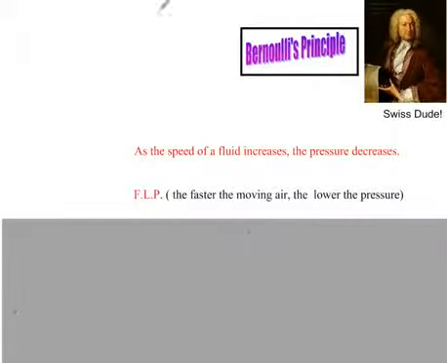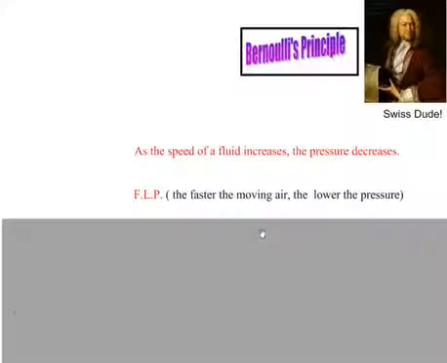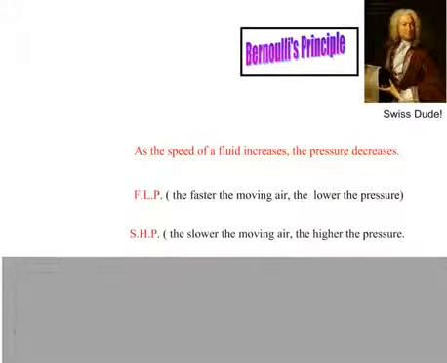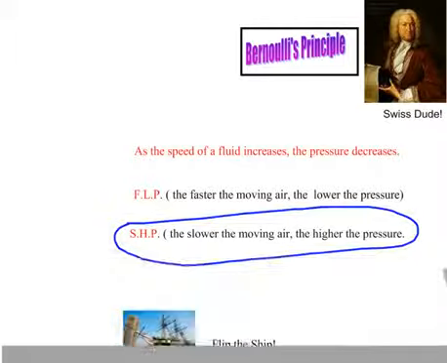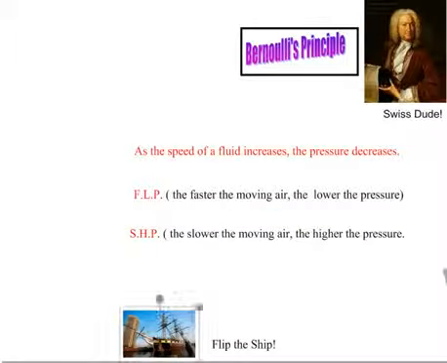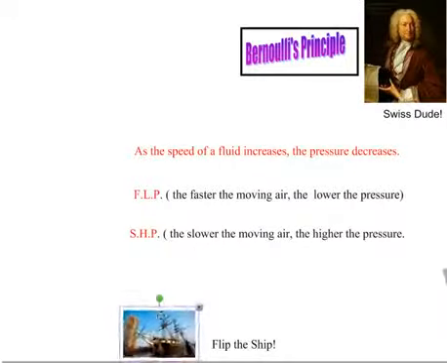The first of these being FLP, which stands for the faster the moving air, the lower the pressure. And we have our little flip. And then the second of these is the SHIP, which stands for the slower the moving air, the higher the pressure. All right, so what we have is flip the ship for Bernoulli. And we have a little diagram at the bottom of our ship, so why don't we just do that? We're going to just flip the ship for Bernoulli. And again, what it stands for is flip is faster the moving air, the lower the pressure, and ship, the slower the moving air, the higher the pressure.